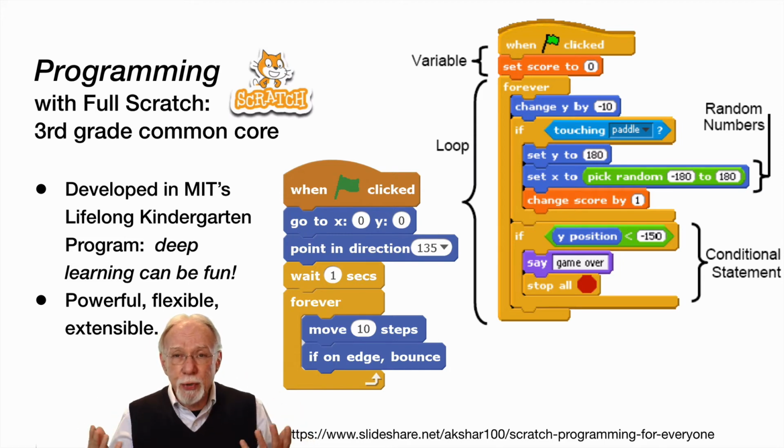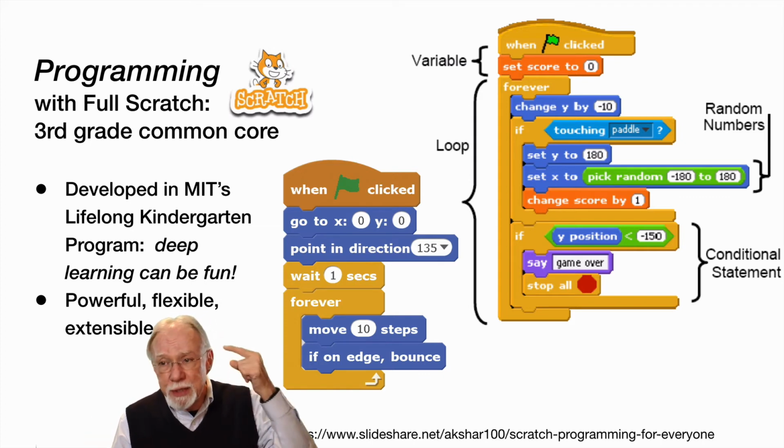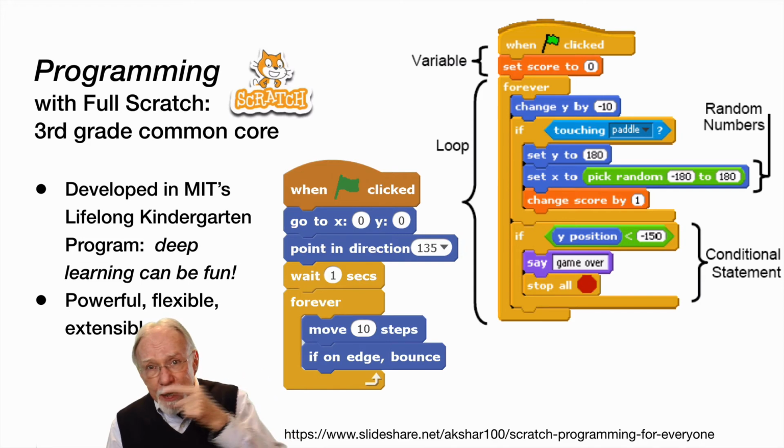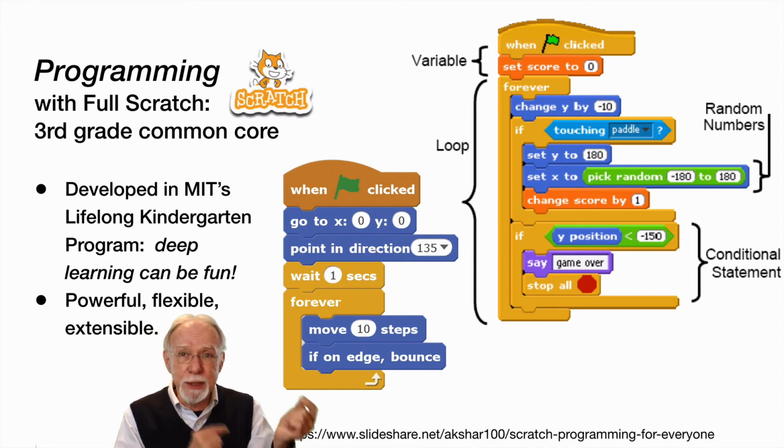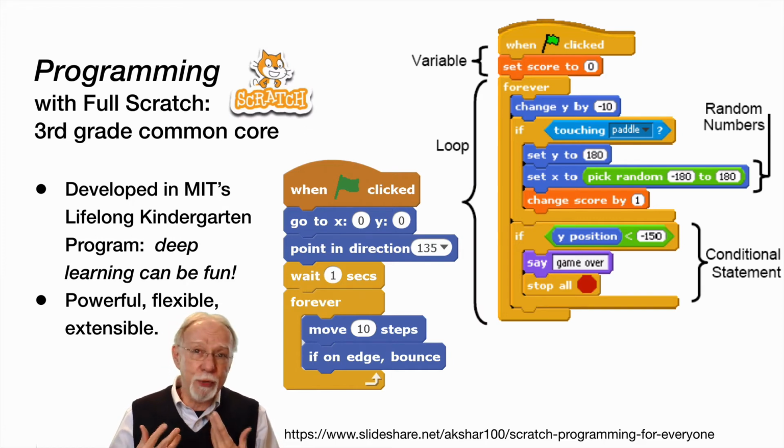So in 3rd grade, kids are learning this. Then it points in direction 135. What's that? Those are degrees. So kids learn that. Then forever it moves 10 steps. If it hits the edge, so it's running off the screen, it bounces back and continues. The larger program to its right is actually directly from a 3rd grade Common Core activity.